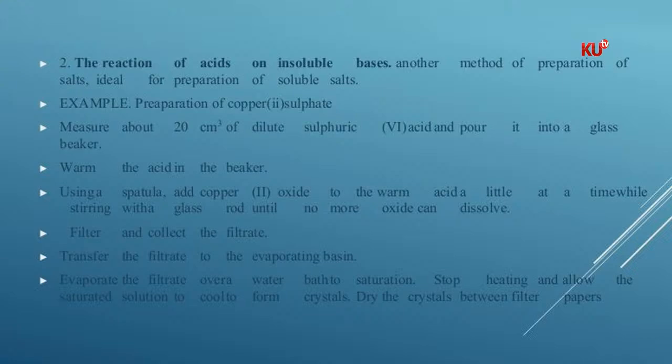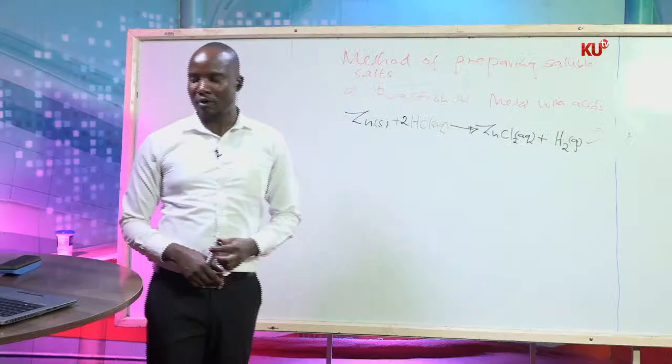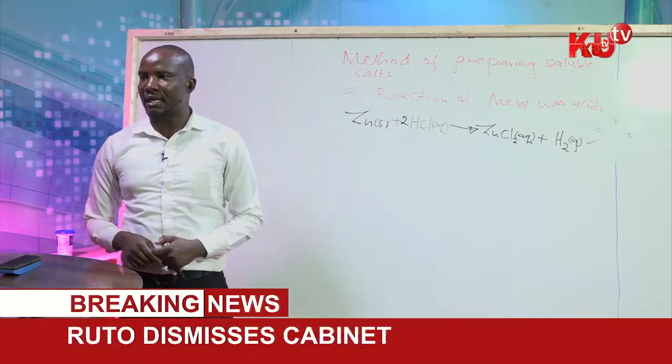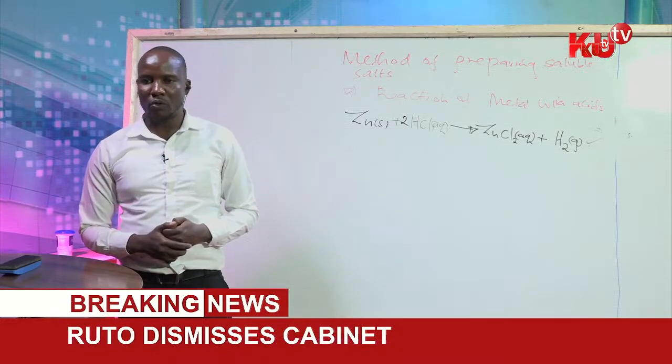Now, after you have evaporated, you allow the crystals to form. When the crystals form, you dry them between filter paper. Now, that is the procedure for preparing copper(II) sulfate.